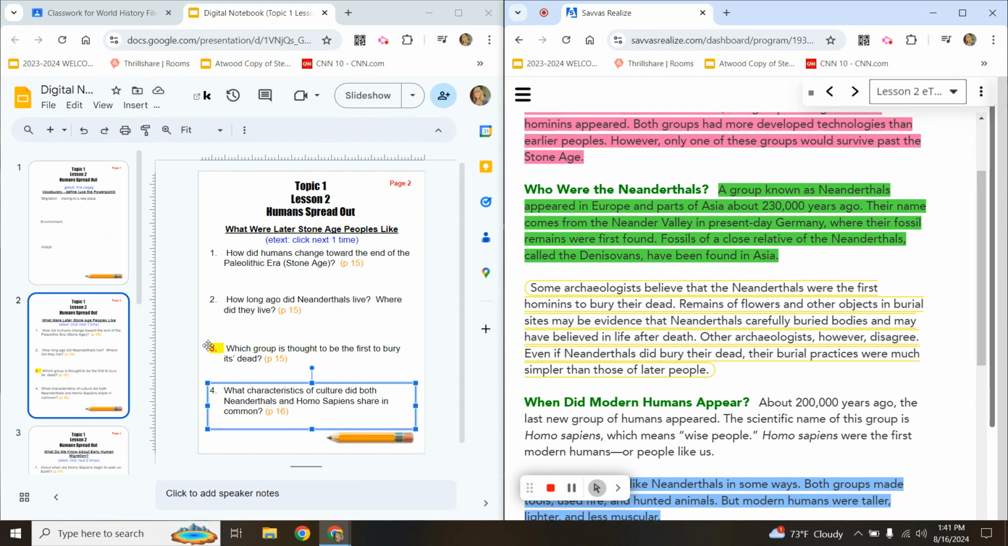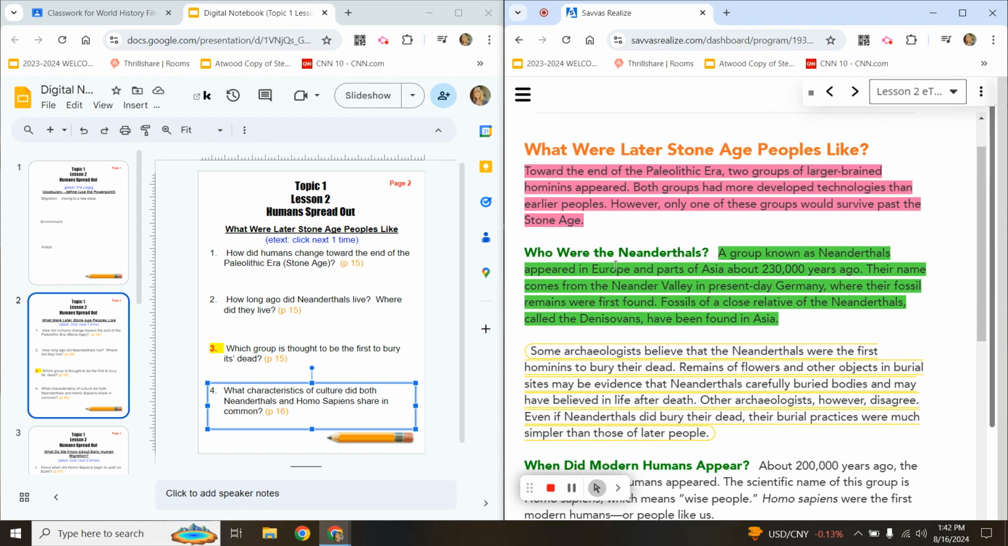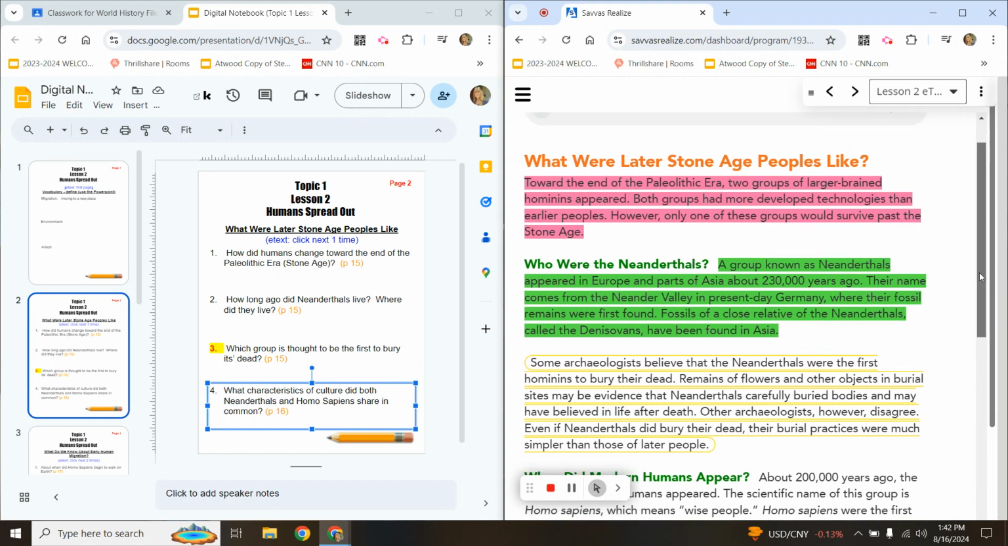And then here's your mastery check question. Which group is thought to be the first to bury its dead? You will find that answer in this circled paragraph. So let's go ahead and listen to who were the Neanderthals.